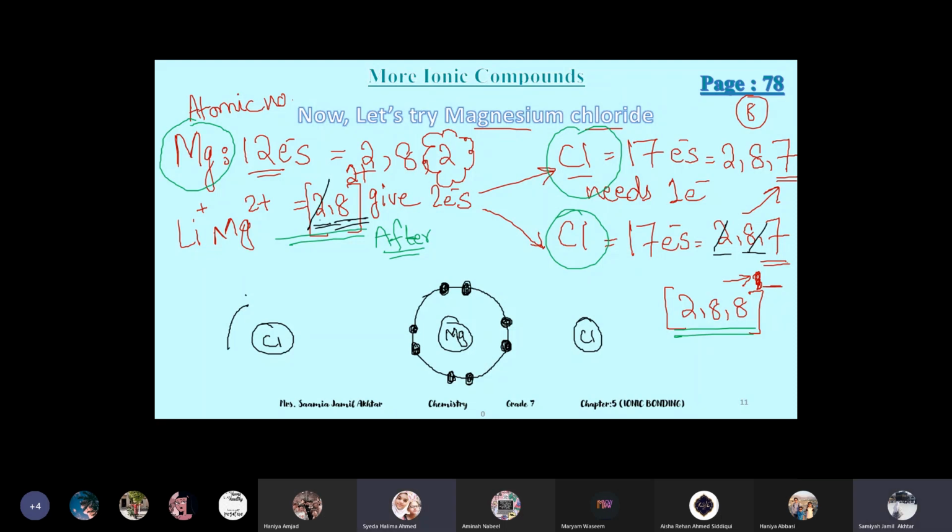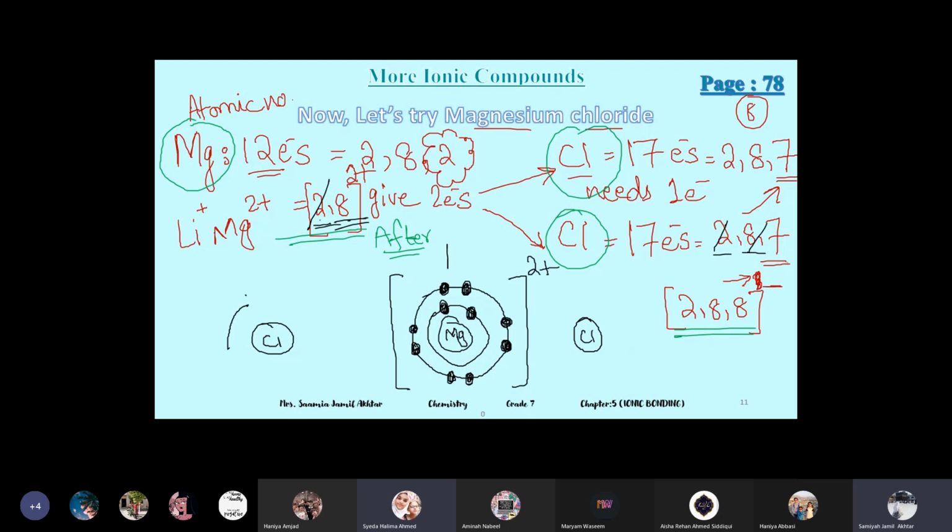But the main thing is the square brackets and the charge. What will be the charge on it? Positive. Only positive? Two positive. Very good. Okay, so like this.